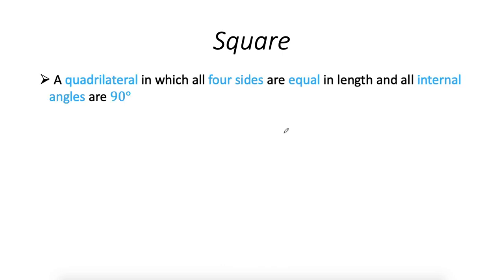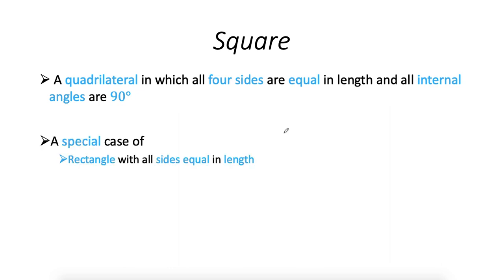Now square can be defined in terms of parallelogram, in terms of rectangle, and in terms of rhombus. First of all, what is square? A quadrilateral in which all of the four sides are equal in length and all of the internal angles are 90 degree. So this is a special case of rectangle in which all of the sides are equal. Earlier we discussed all of the angles in rectangle are 90 degree. Now if I enforce a limitation that all of the sides are equal, the rectangle will become square.